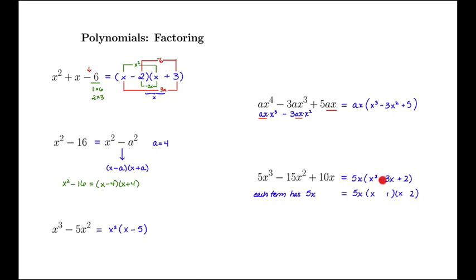Because this middle term is negative, I need negatives in front of each of those terms. So I see that my complete factorization of this polynomial is 5x times x minus 1 times x minus 2.